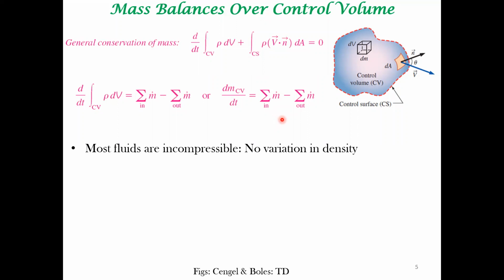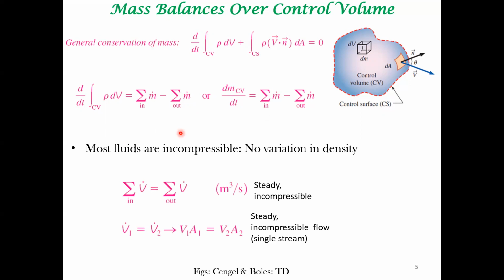Most fluids which we encounter in engineering systems are incompressible. That means there's no variation in density. So for this, the equation can be further simplified because density is a constant that doesn't change. This term would not be changing. Therefore, if the density remains a constant, the volumetric flow rate of incoming fluid is the same as the volumetric flow rate of outgoing fluid. So these two happen to be the same.